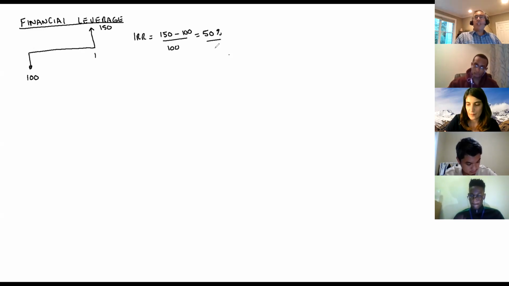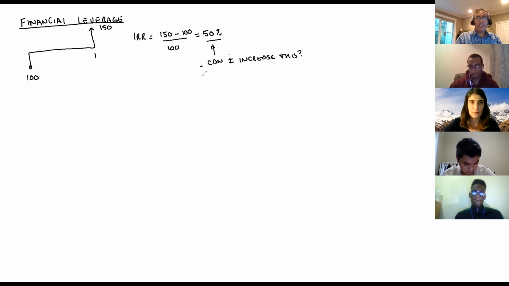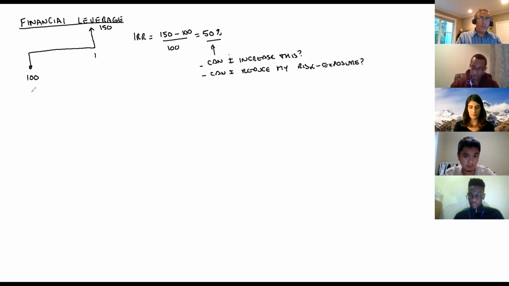Now, is there a way in which I can increase this one here? Can I increase this one here? And a similar question is, can I reduce my exposure? My risk exposure. Because remember, guys, you are here, do you agree? This one here, if you have done a correct, a proper analysis, is likely to happen.